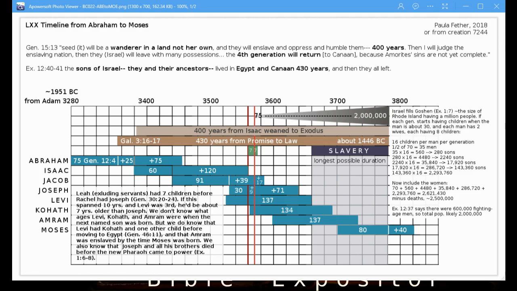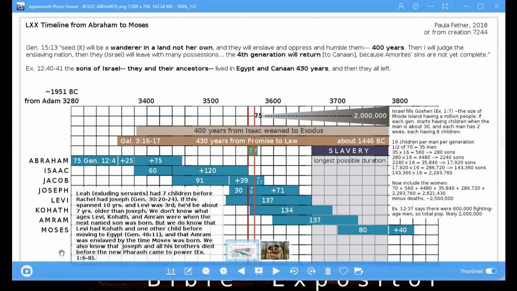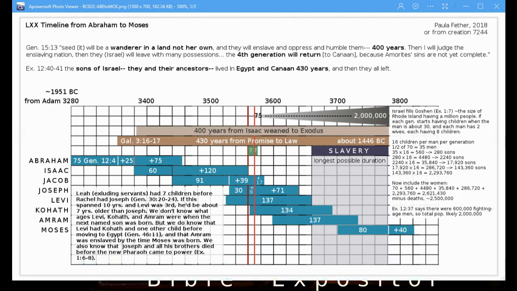But we do know in that text box in the corner here, under the names, that Leah, excluding her servant and Rachel's servant, who each had 2 children, Leah had 7 children before Rachel had her first. Okay, so she had 6 boys and a girl, the girl Dinah, we remember her. So she had 7 babies before Rachel had Joseph. And there's a reference there, Genesis 30:20 through 24.